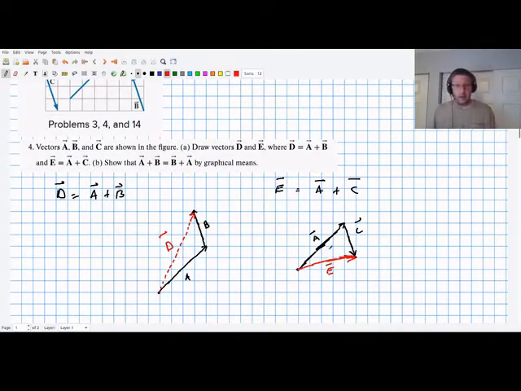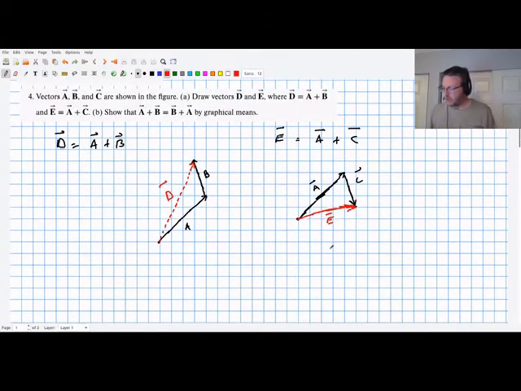Okay, so that gave me those 2 sums. Then part B asks a slightly funny looking question. Show that A plus B is the same thing as B plus A. It might seem like there's hardly a question, but it's possible that if you walk along one vector and then another vector, you don't end up in the same place if you flip the order around and go the other one first.